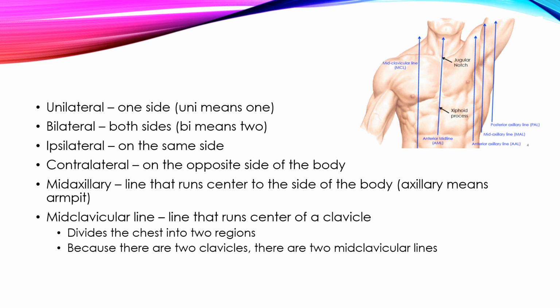So unilateral means one side. Bilateral being both sides. Ipsilateral. So I think this one's new from the last slideshow. This means that it's on the same side. So if I tell you that your left arm is ipsilateral to your left nipple, they're on the same side. Contralateral, this is on the opposite side of the body. So your right arm is contralateral to your left arm.